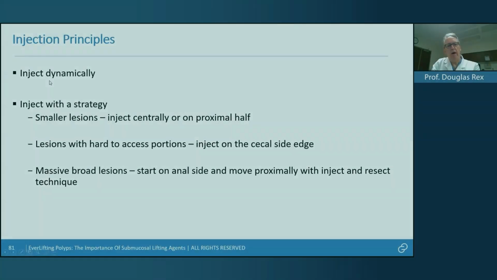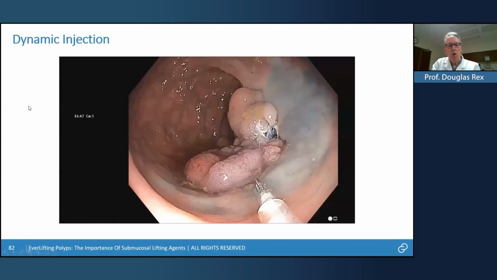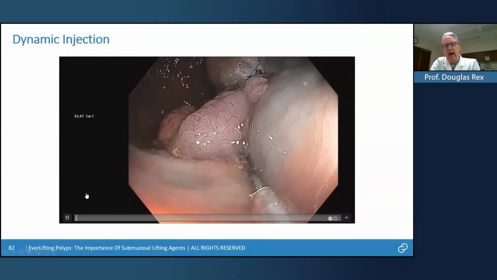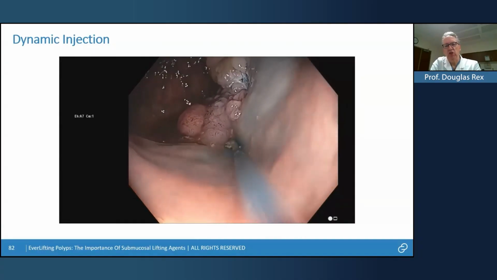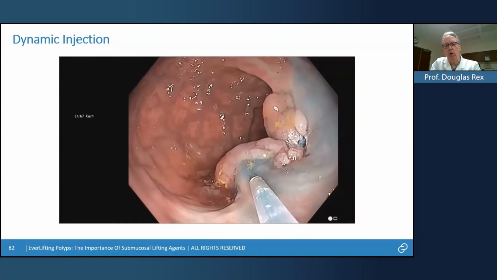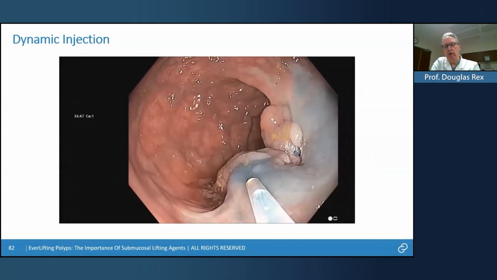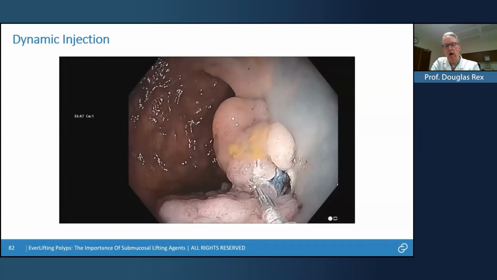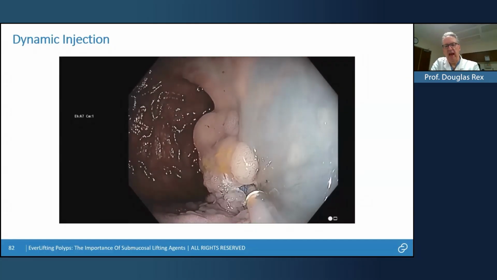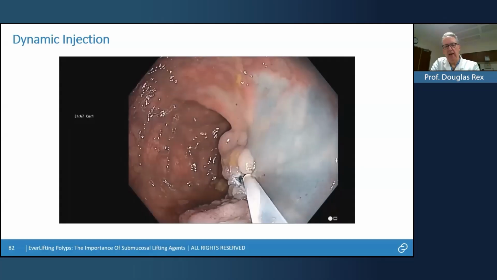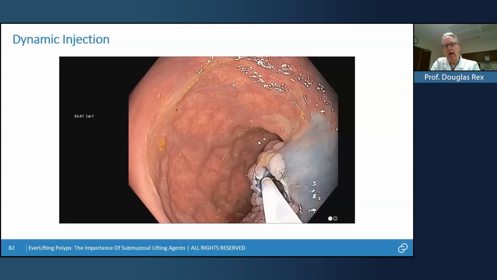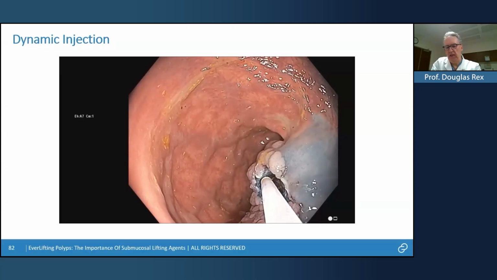Just a few words about injection of these agents. We want to inject dynamically. What that means from my perspective is basically that as we perform the injection, we're lifting the needle toward the center of the lumen so that we're sort of shooting the fluid into the upper layers of the submucosa. That's the key aspect, I think, of dynamic injection, is that you're moving the needle, especially moving it toward the center of the lumen, lifting the tissue.